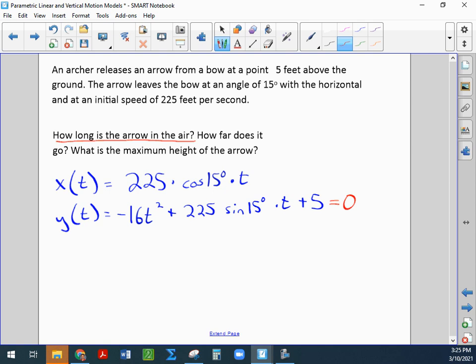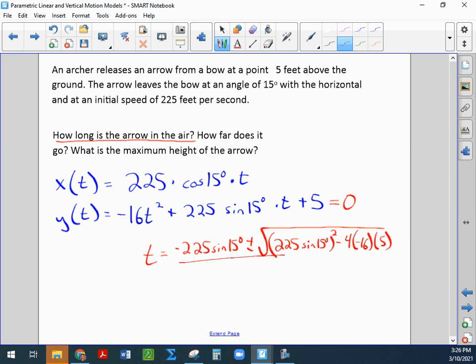Now that is a quadratic equation, and so I could do the quadratic formula. t equals negative b, so negative 225 sine 15 degrees, plus or minus the square root of 225 sine 15 degrees squared minus 4 times negative 16 times 5, all over 2 times a, so negative 32.